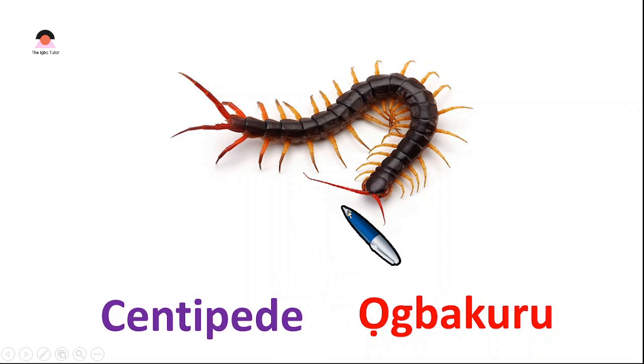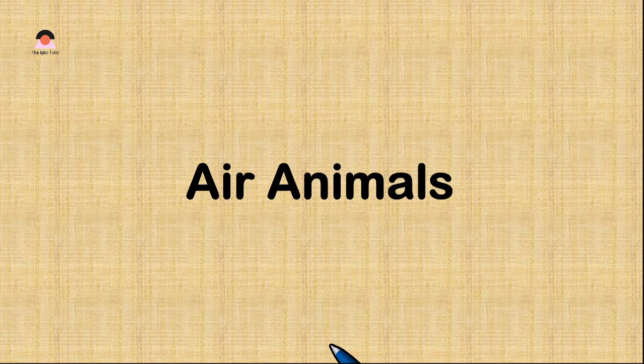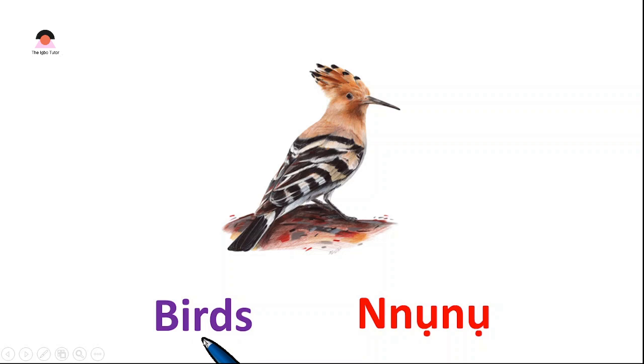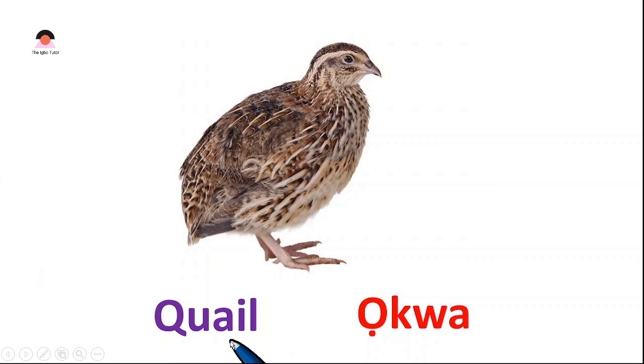And let's look at air animals. The first we are considering is bird, generally. Birds generally is called nnunu. That's the general name for all birds. But let's consider a few species of bird for the sake of this lesson. Number one we're going to look at is quail. We call it okwa in Igbo.